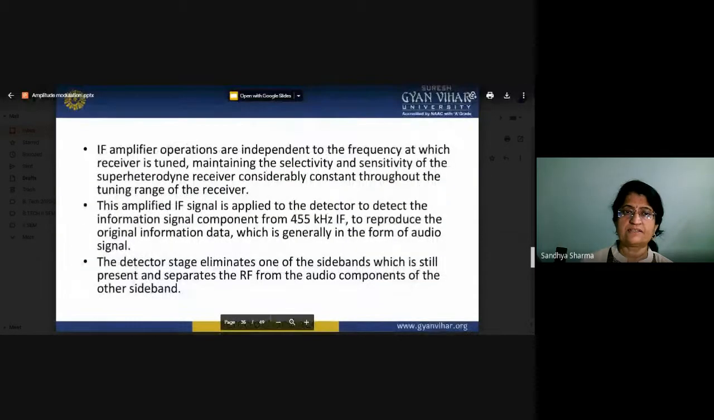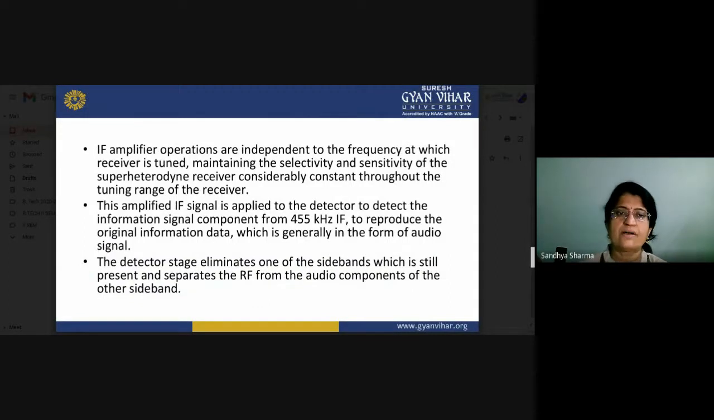Now our next stage is mixing. After passing through the mixer, what will happen? The amplifier operations are independent of frequency, so they do not depend on the frequency to which the receiver is tuned. It is a very good feature of this DSB plus C system, and it maintains the selectivity and sensitivity of the superheterodyne receiver. So it is not a problem. The selectivity and sensitivity of the superheterodyne receiver is very good.